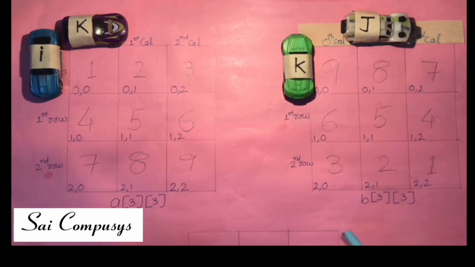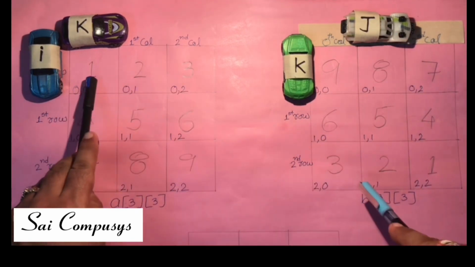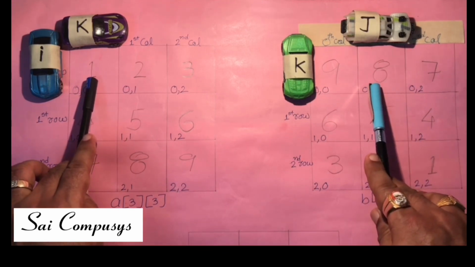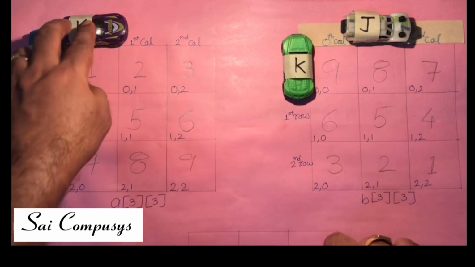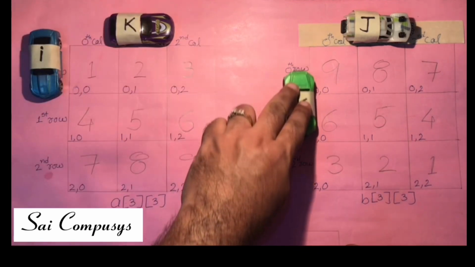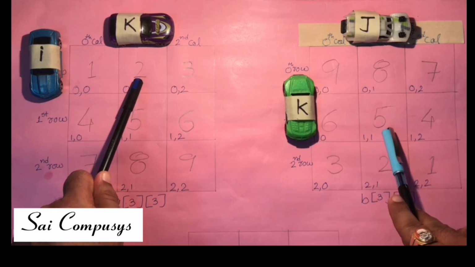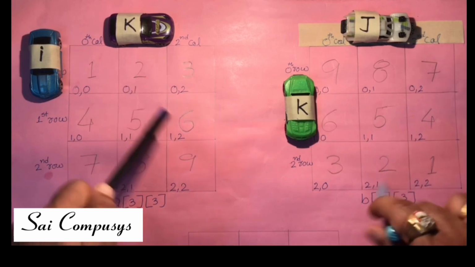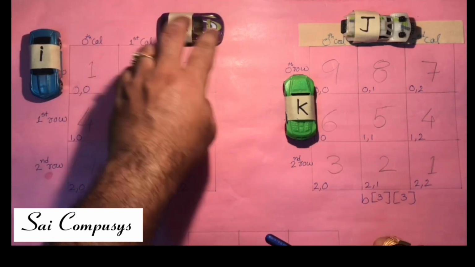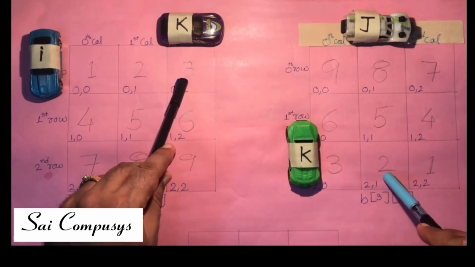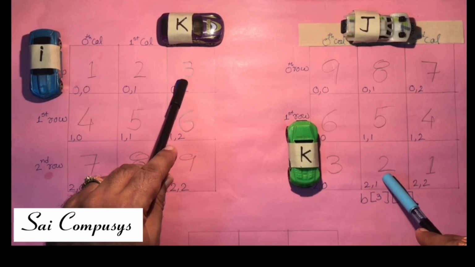Again, let's start doing it. A of ik multiplied by b of kj, 1 into 8. I'll add it with sum. Let's move k. A of ik into b of kj, I'll add it with sum. Let's move k. A of ik into b of kj, I'll add it with sum.